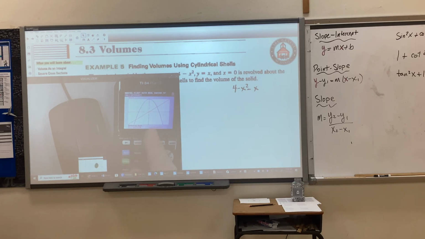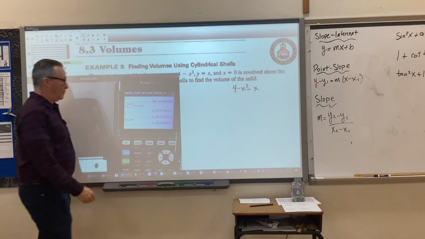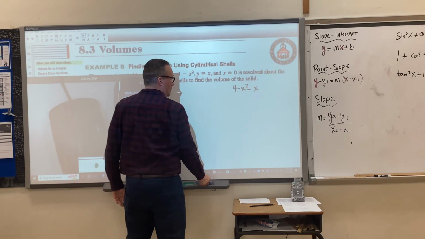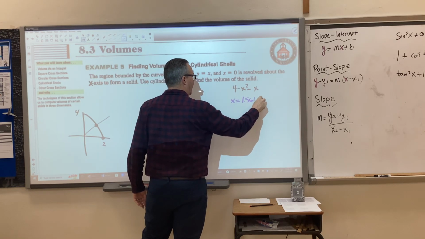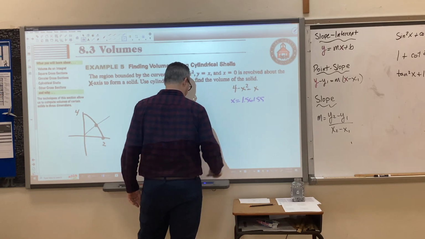Now, since x equals this number, that's the number we need, I'm going to press x. There's the actual number. And I'm going to store that into a, just so I have it, in case I need it. Did you see how I did that? 1, 5, 6, 1, 5. Okay.